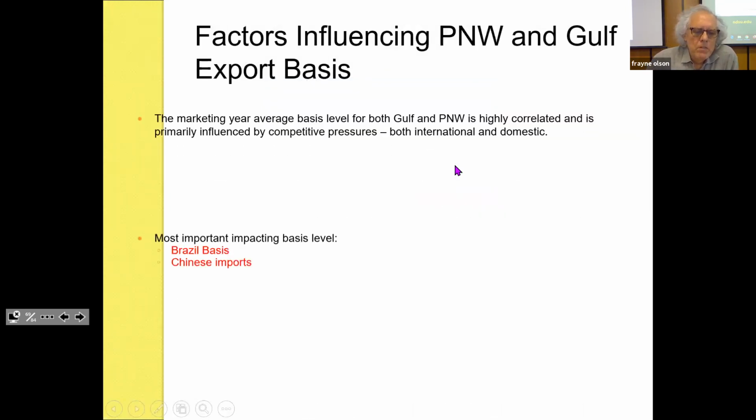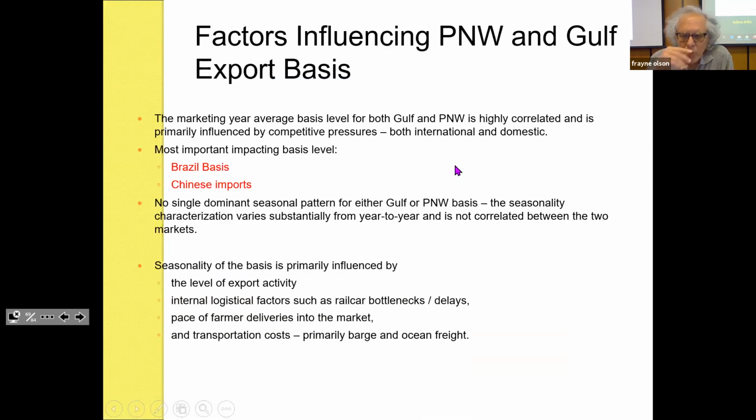Okay, so in a study we just recently completed for the Soybean Council, we looked at what the factors are that impact these basis values at the US Gulf and PNW. A couple of takeaway points I want to make sure you understand. The most important factor impacting the export basis value is the basis of Brazil. And we're doing another study on that right now. Brazil is clearly dominating this market from a basis behavior perspective. And you really can't talk anymore about the basis in US export ports unless you're also talking about the basis at Brazil. The second one is the level of Chinese imports.